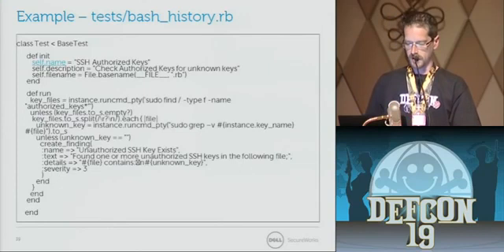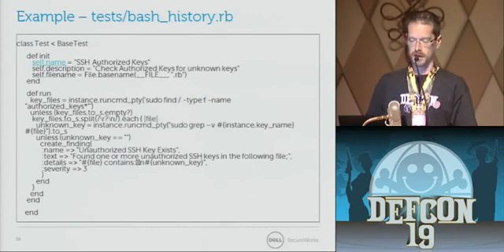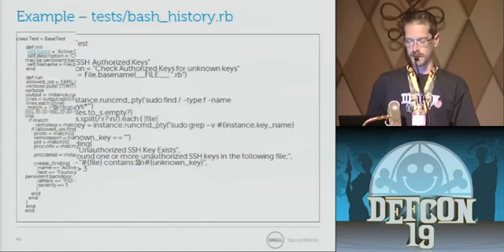This one's similar here, although I got the title of the slide wrong. This one's SSH authorized keys. So this is where we're looking for any authorized key file, looking within that file to see if there's any keys present other than the one that is provided through the Amazon interface. So this will identify unknown keys.